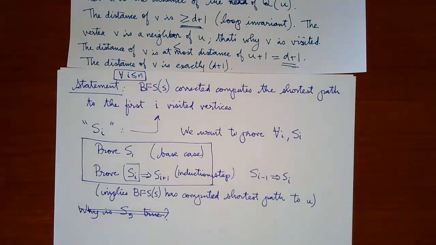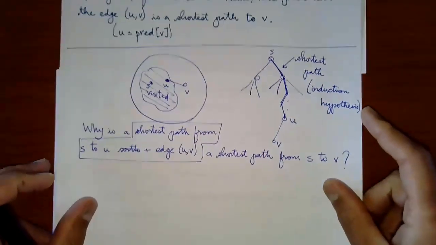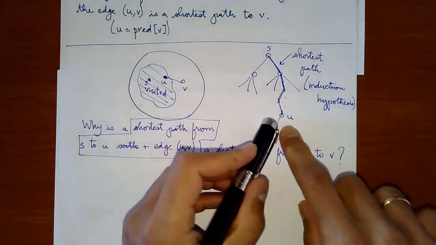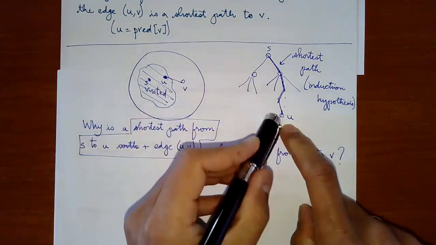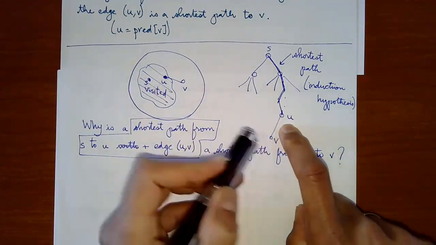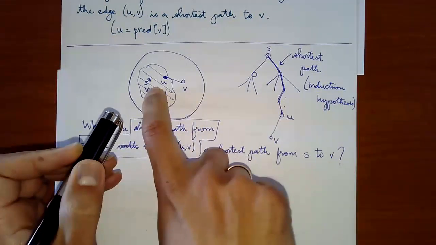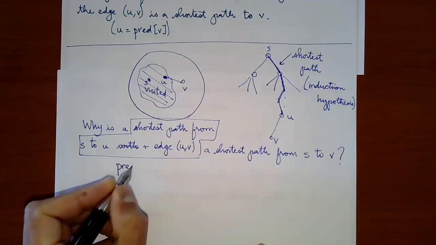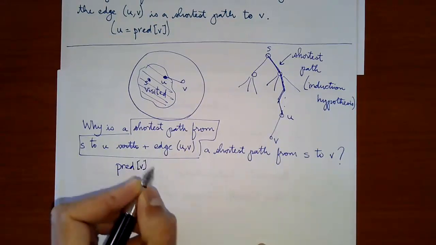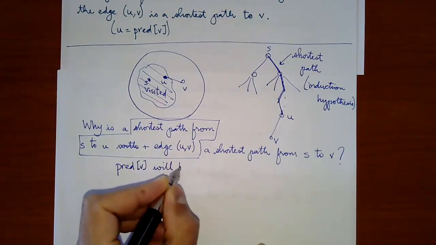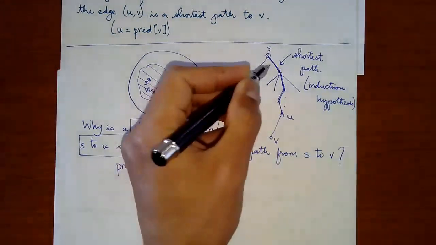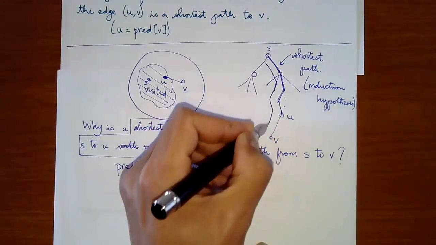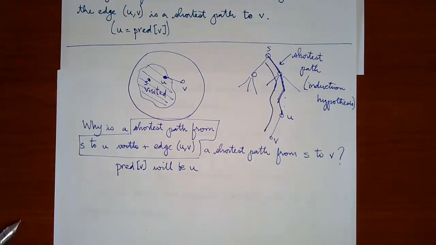All right. Now let us come to the main argument we had. We said, suppose you already have a shortest path up to U, and we know that V is visited from U. So what's going to happen is that the predecessor of V will be U. So why is this the shortest path? That's what we need to argue. We need to use the BFS invariant for that.